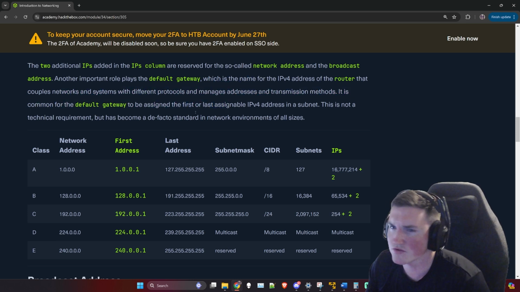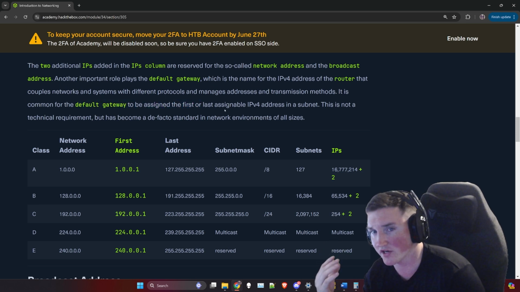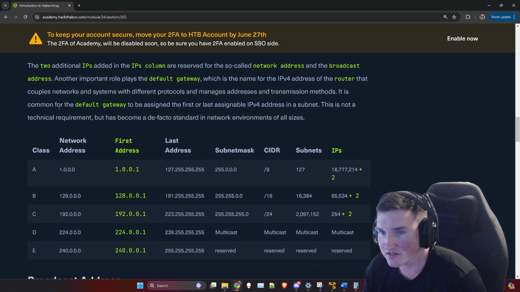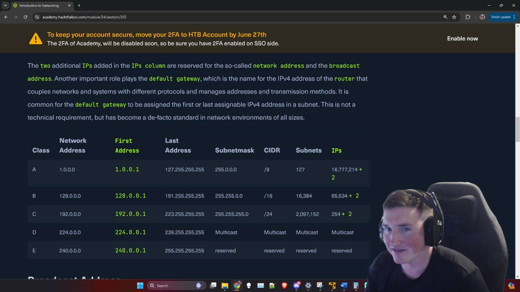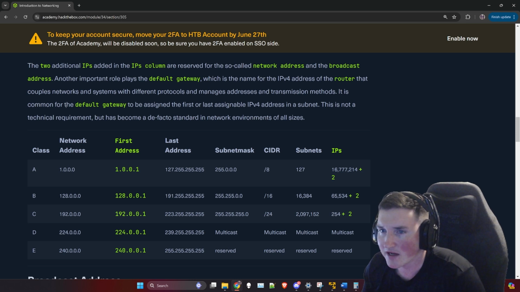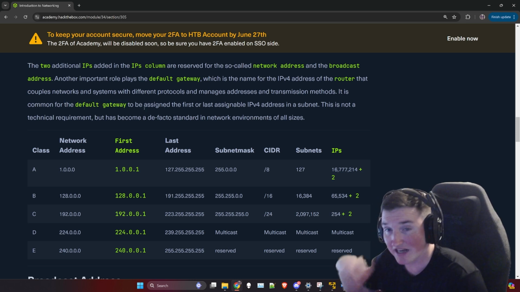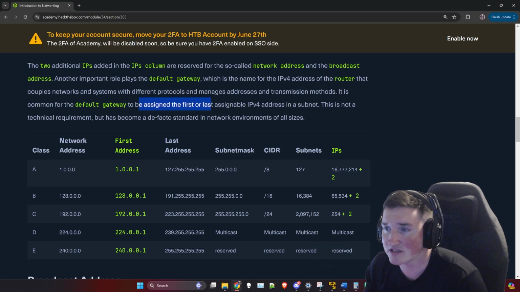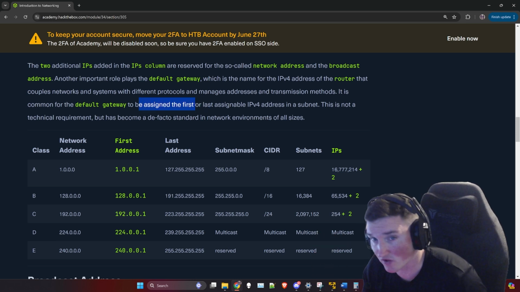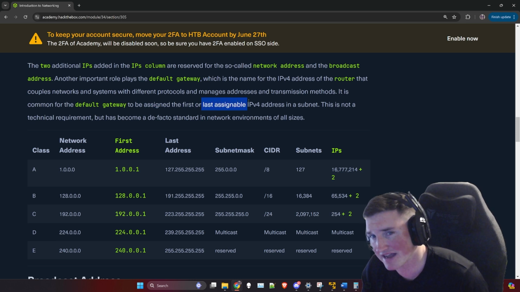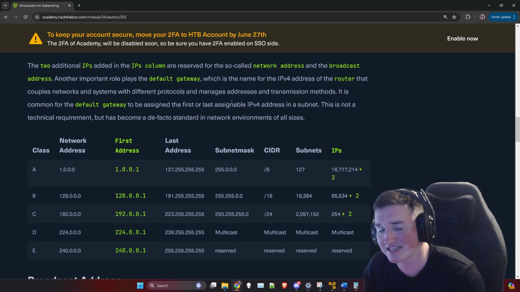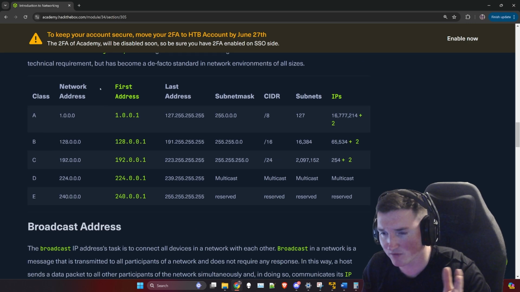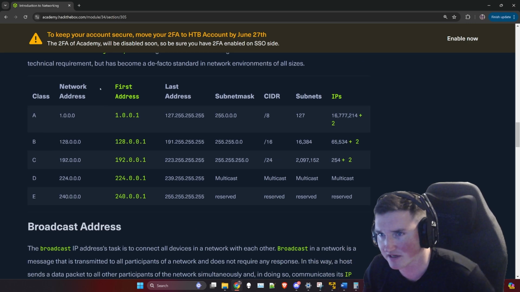Okay, so it's important that you remember that it's common for the default gateway to be assigned. So this is where you're going to know which IP it is. It's common. When it says it's common, it says it here. This is not a technical requirement, but has become a de facto standard. I've actually never seen a network that doesn't do it this way. Not that they don't exist, but this is how they do them. It's common for the default gateway, which is how you're going to route traffic to that network, to be assigned the first one. I say first. Yes, it could be assigned the last, but typically the last assignable IP address is the broadcast. So just take that with what you will. You might run into others, but that's typically how it's done.